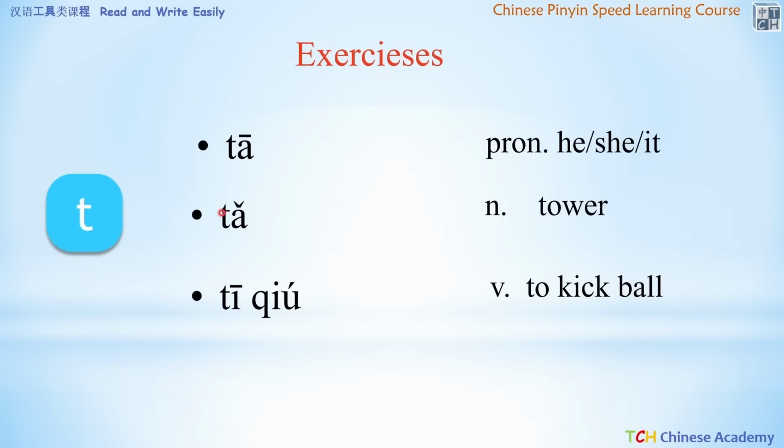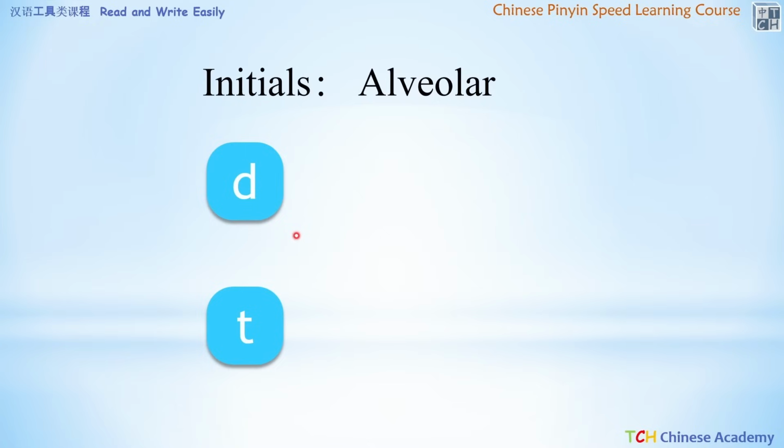So these two alveolars are quite easy, right? But if you do have some problem differentiating them, now let's try to compare. First of all, something in common, that is when we pronounce these two words, try to make sure the tip of the tongue is touching the alveolar ridge.